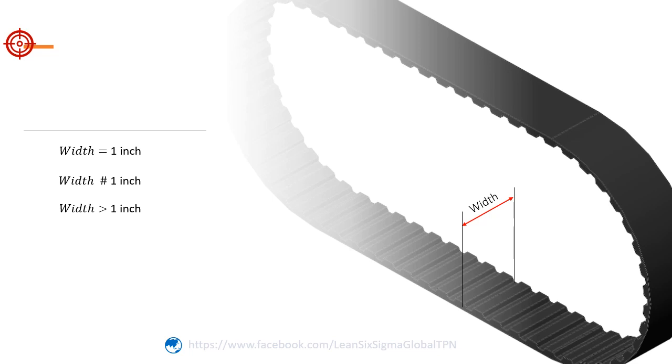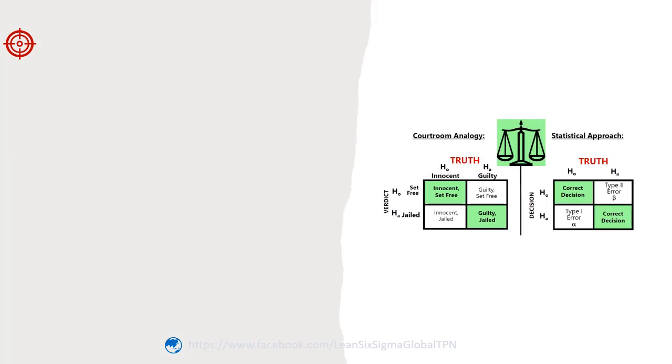What are the null and alternative hypotheses? The null hypothesis is that the width of the timing belt equals 1 inch. The alternative hypothesis is that the width doesn't equal 1 inch, the opposite of the null hypothesis.